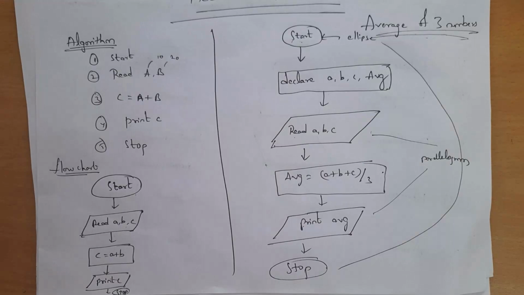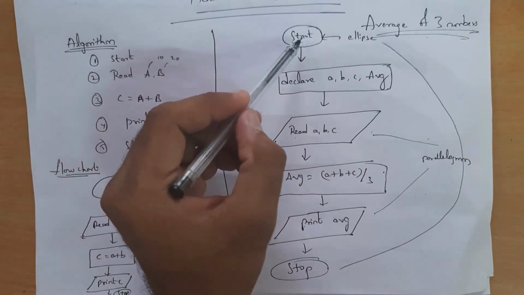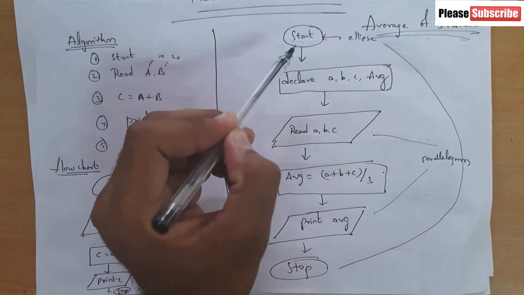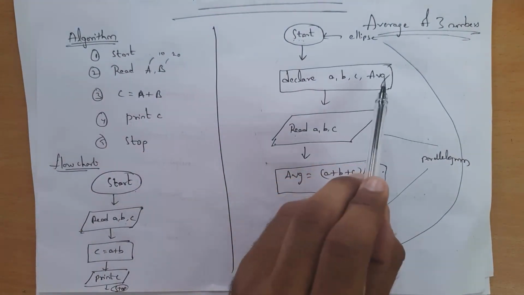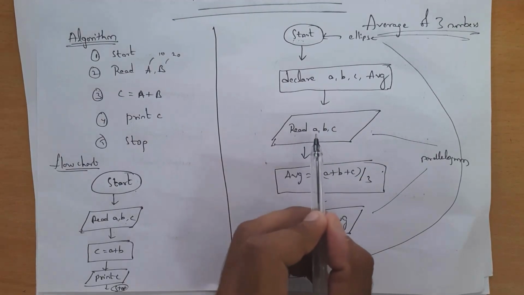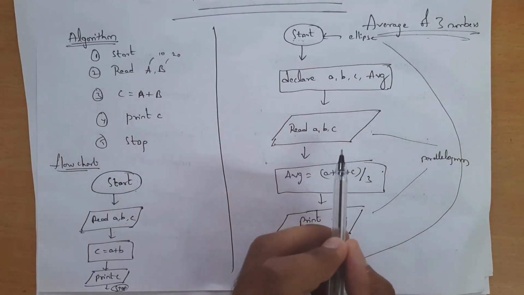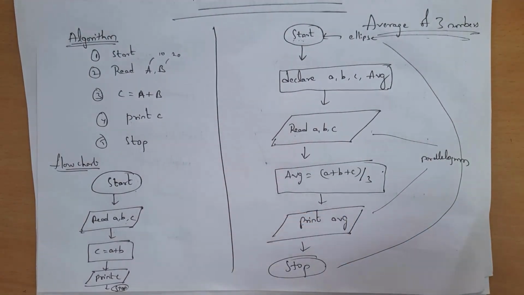Next, this is the flowchart for the average of three numbers. At first we need to write start in an ellipse. After that I am declaring four variables. They are A, B, C and average. After that, read A comma B comma C. That means I am reading 3 values, so I can store 3 values inside variable A, variable B and variable C.